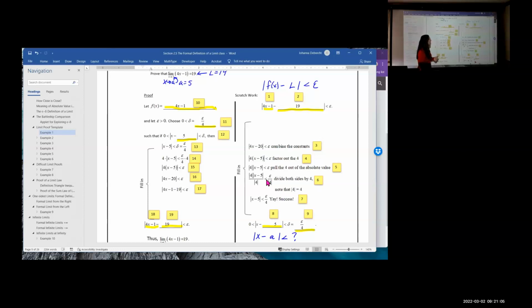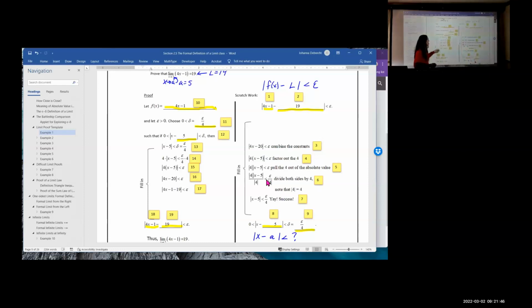All right, step 10. Let f(x) = 4x - 1, and let epsilon be greater than 0. Remember that epsilon is the distance away from L on our graph. It was the horizontal band, right? So it was the width of half of the horizontal band. We went epsilon up and epsilon down from the center. Choose delta greater than 0 equal to epsilon over 4. This value right here came from the scratchwork side over here.